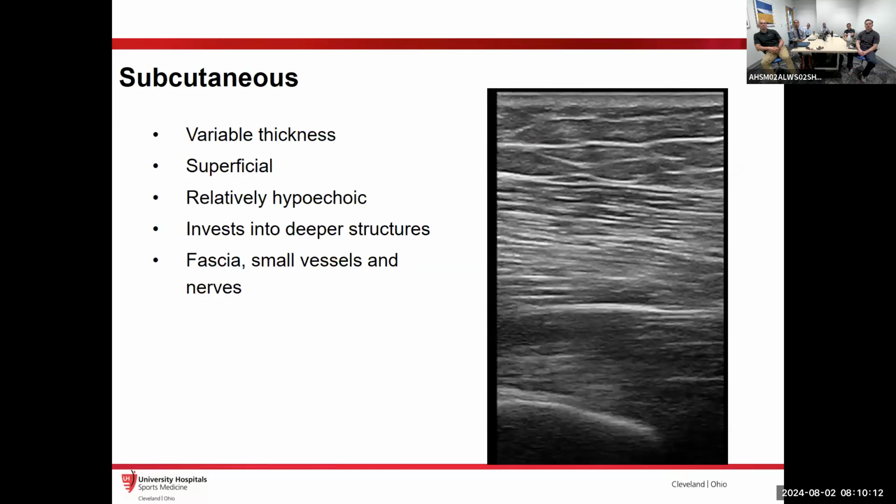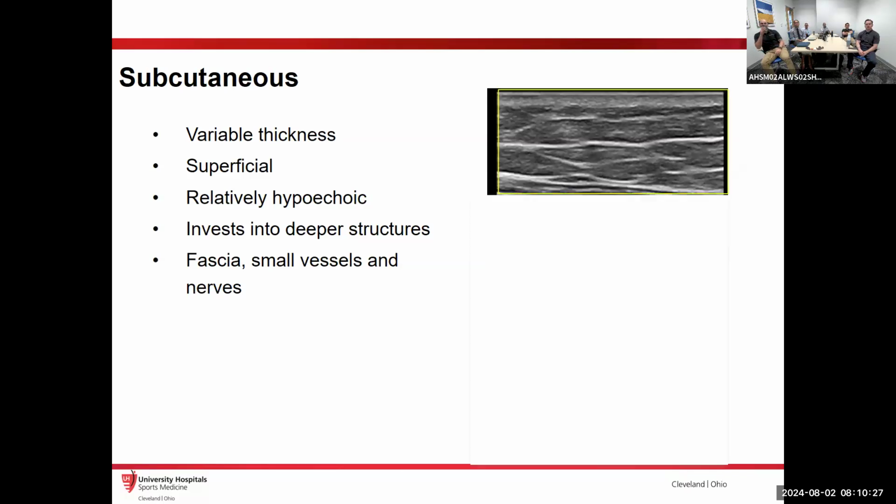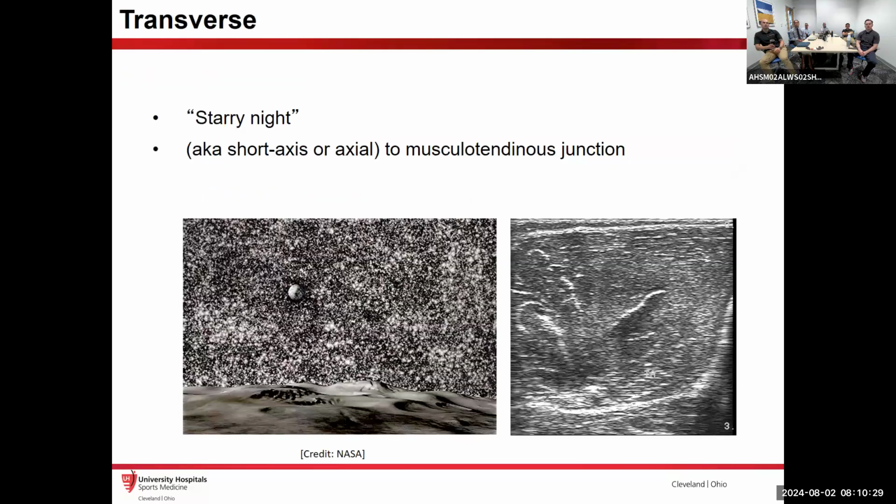Subcutaneous, if we're talking about that top layer, it's going to be variable thickness, superficial. It's going to be relatively hypoechoic. There's not a ton in there to reflect or bounce the sound waves back. It can invest into the deeper structures. You get into fascia, small vessels, and nerves. So that's going to be your subcutaneous layer.